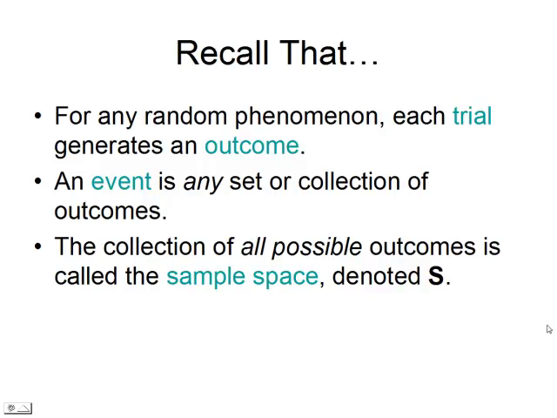Today we're going to talk a little bit more about probability. For any random phenomenon, each trial generates an outcome. An event is any set or collection of outcomes. The collection of all possible outcomes is called the sample space, denoted with an S.